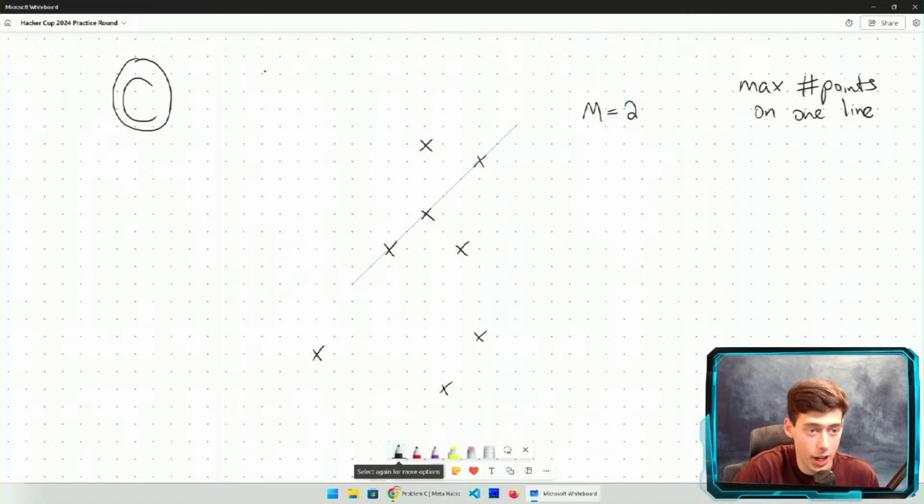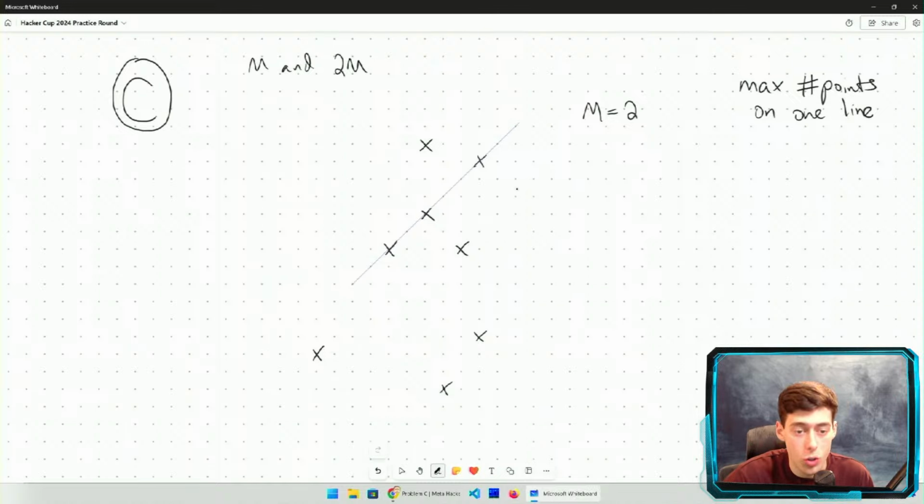So the answer that we print has to be between M and 2M. So in this case, the number we need to move would be n minus 3. So as long as we print something between n minus 3 and 2n minus 3, we're fine. This is a pretty big range.